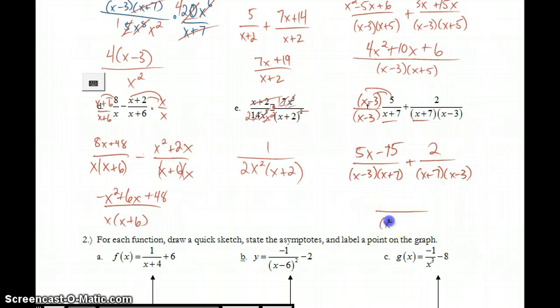Our common denominator is x plus 7 times x minus 3, and we add like terms in the numerator. 5x plus, there's no x's, so just 5x. Negative 15 plus 2 is minus 13.